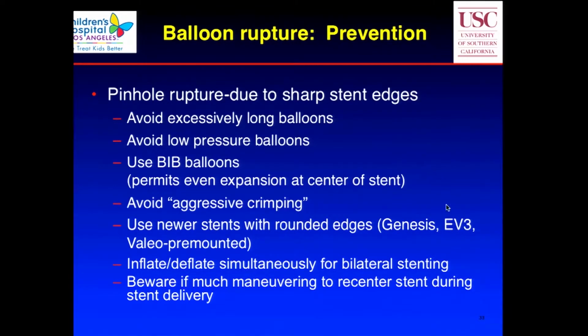The newest stents, like I said, the Genesis EV3 Vallejo, much easier. The Vallejo has been another workhorse for me because it's already pre-mounted, so you don't have to crimp. If it's bilateral stenting, you want to inflate and deflate simultaneously so the edge of the one stent does not puncture the other balloon. So be aware of a lot of maneuvering because that can also cause pinhole ruptures.